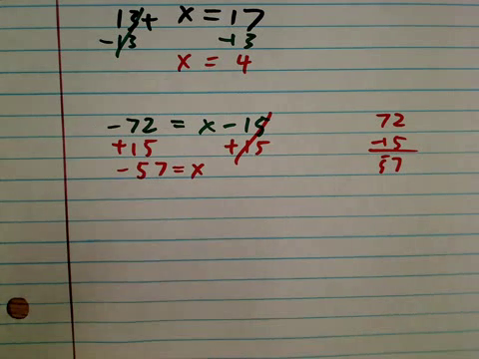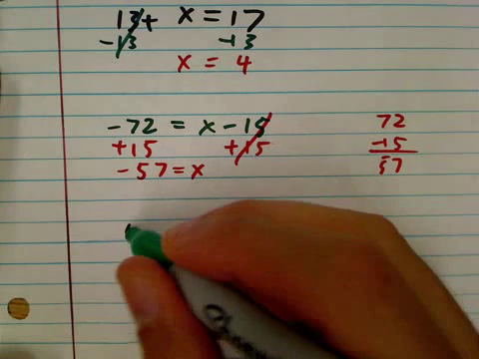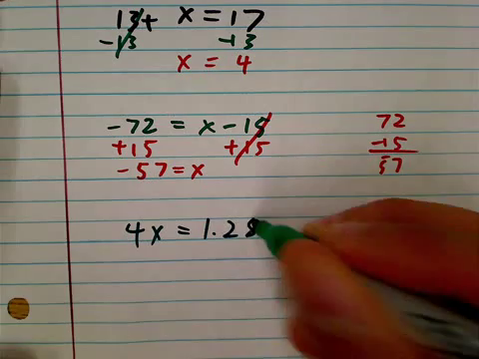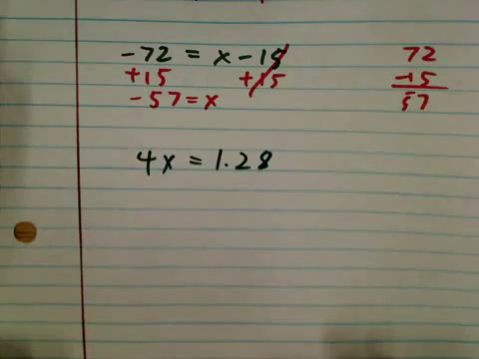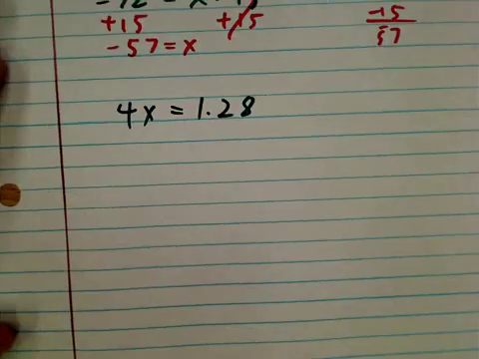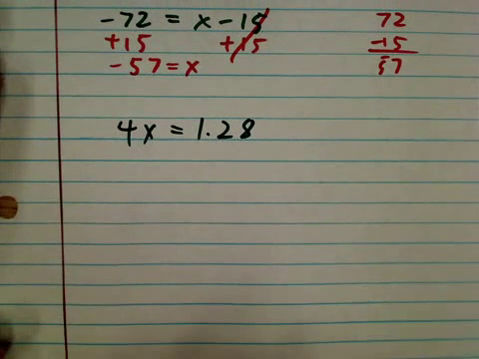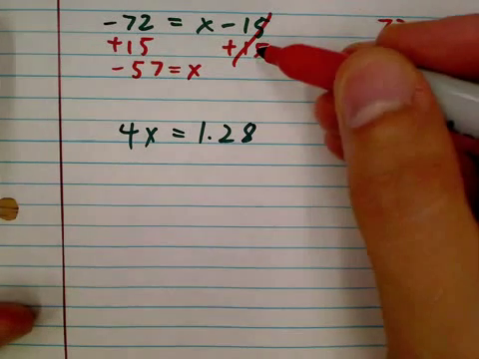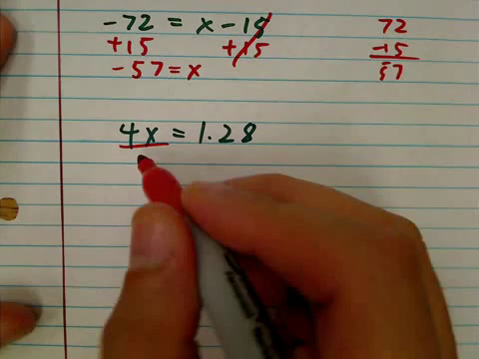All right, let's do a couple more here. Let's just say, let's do a multiplication one. 4x is equal to 1.28. So what this means is that 4 times some number is equal to 1.28. And again, this inverse, this opposite thing, when I had a negative 15, I added 15. So when I have 4 there, I'm going to divide by 4.